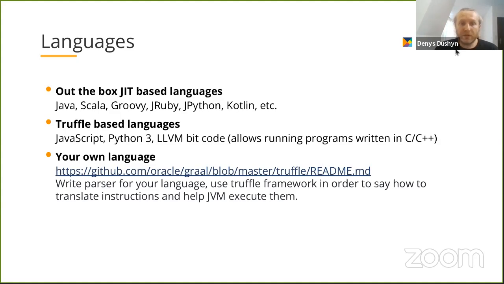The second batch of languages that you can run is all languages that have a specific interpreter written with the help of the Truffle framework. By default, it's JavaScript, Python, LLVM bytecode, R language, or if you wish, for example if there is a need on projects, it's possible to hack into the Truffle framework and write a parser for a custom language with the help of this framework and execute programs in a custom language on top of the Graal virtual machine.